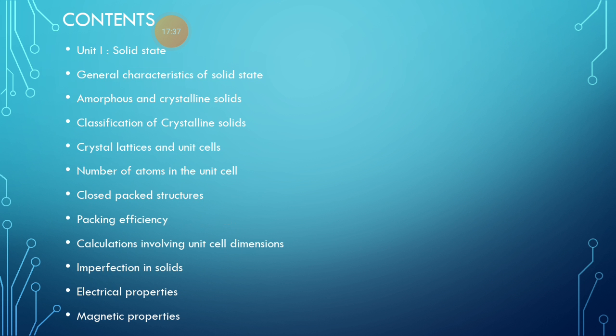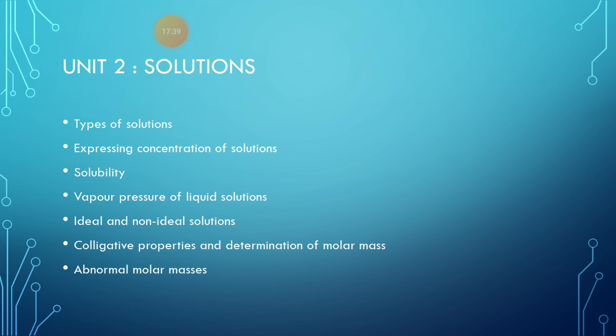In the second topic, the name is solutions. A solution is nothing but a homogeneous mixture of two or more components. In this particular topic we are going to learn about the different types of solutions. When two components, which may be solid, liquid or gas, are mixed with each other, what kind of solutions they are going to form, we are going to learn in this particular point, which is called types of solutions.